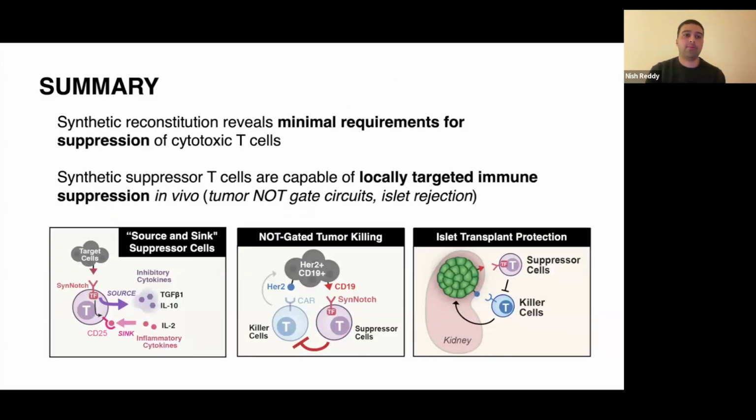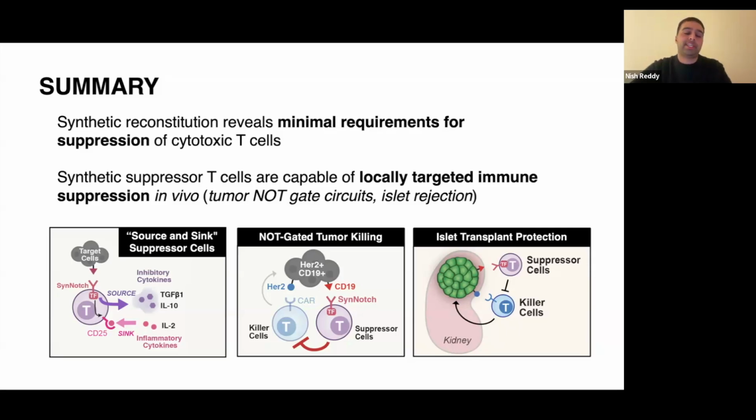So in summary, what we learned from the synthetic reconstitution is that minimal circuits, specifically circuits that use these inhibitory signals like TGF-beta or IL-10 with CD25, a sink for IL-2, are able to suppress cytotoxic T cell killing. And that these engineered cells are capable of locally targeted immune suppression in vivo in these contexts. So additional work in the future is needed in order to understand how these cells function in different disease contexts and in local tissue microenvironments.